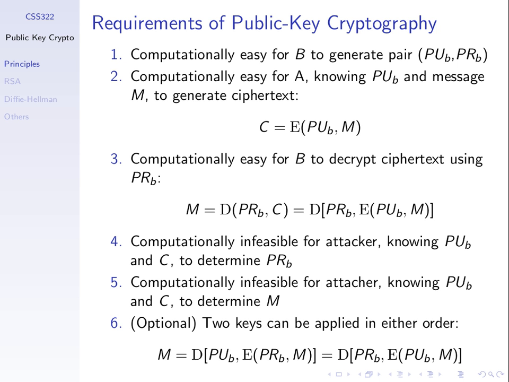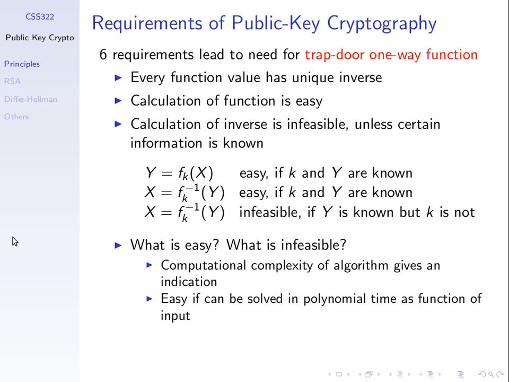If we know the ciphertext, it should be hard to find the plain text if we don't know the private key to do the inverse operation. So that's our general requirement of such a function that we need to use for public key cryptography. What is easy, what is hard or infeasible?